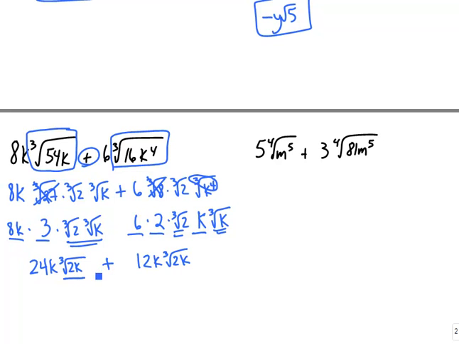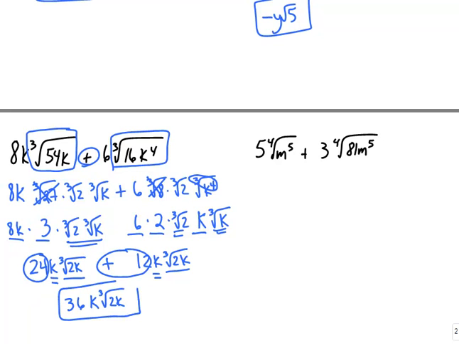Not only must the radicals match exactly, but any variables on the outside must match exactly, and in this problem they do. So we're ready to combine our coefficients. 24 plus 12 is 36. The k stays put, and the cube root of 2k stays put. So our answer is 36k cube root of 2k. Don't forget to write that little cube root index in there.